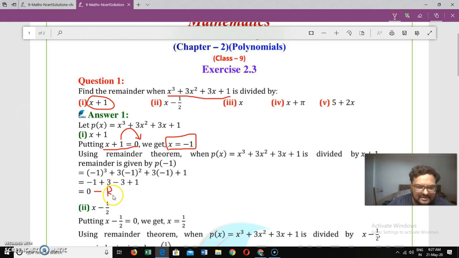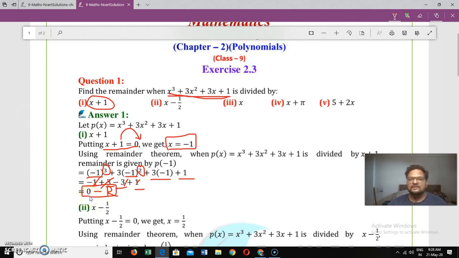So wherever there is x, you just keep the value of x, that is minus 1. So according to this polynomial, x cube means minus 1 cube, plus 3x square means 3 into minus 1 square, plus 3 of x means plus 3 into minus 1, plus 1. So this will be minus 1 since we have an odd power here. Here is an even power, so this will become plus 1. 3 into plus 1 is 3. 3 into minus 1 is minus 3. Plus 3, minus 3 cancel, plus 1 minus 1 cancel, remainder is 0.